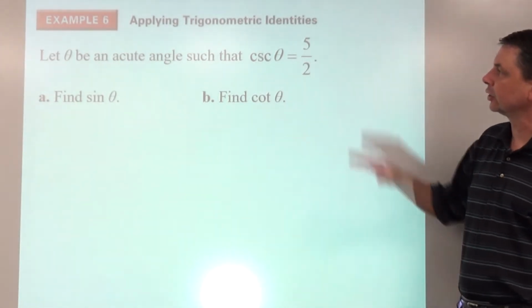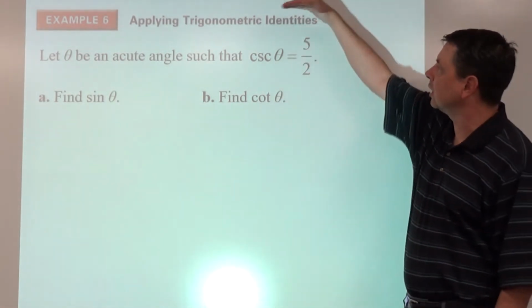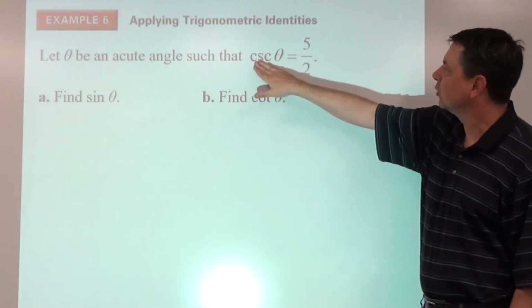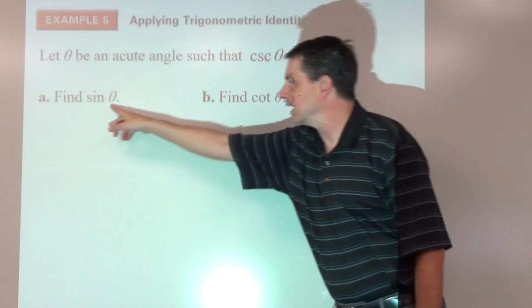Example 6, another acute angle. We've got theta. Again, we're going to work on using the trigonometric identities. We've got cosecant of theta being 5 over 2. Find sine of theta.